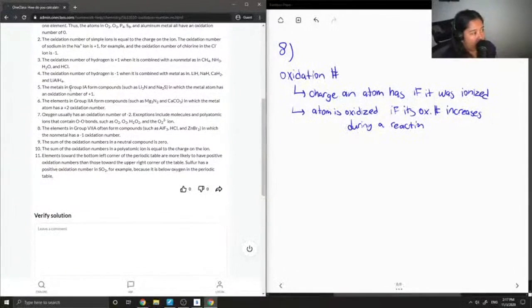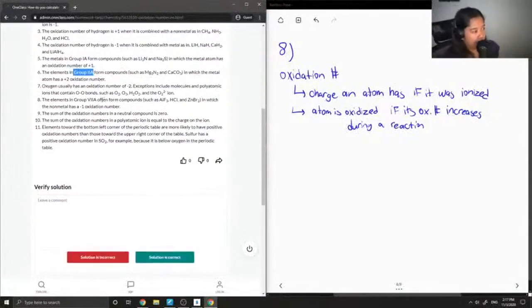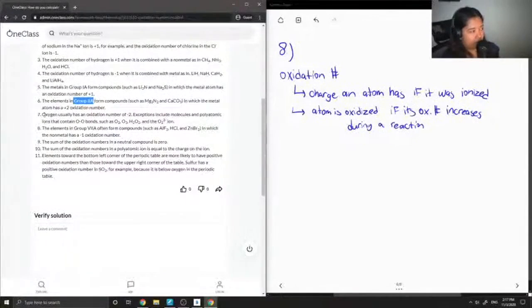Okay, so metals in group 1A have an oxidation number of +1. Similarly, elements in group 2A on the periodic table have a +2. And typically, oxygen usually has an oxidation number of -2, but there are some exceptions when it forms a peroxide, then it only has an oxidation number of -1. Elements in group 7A often form compounds, so basically fluorine, chlorine, bromine, they all have oxidation numbers of -1.